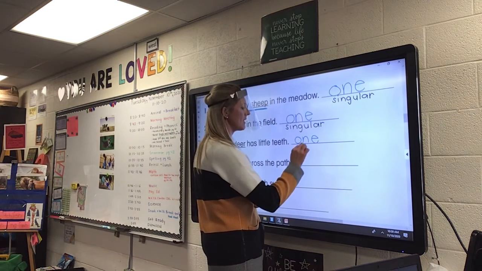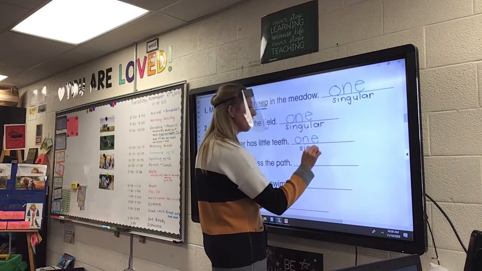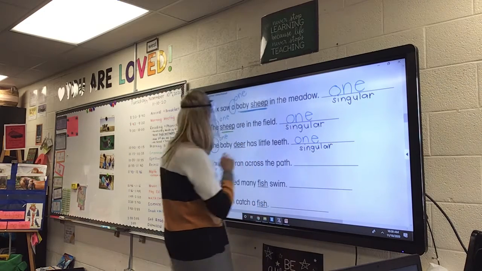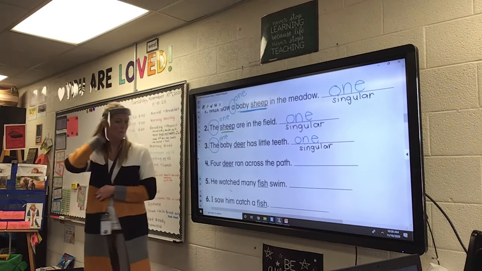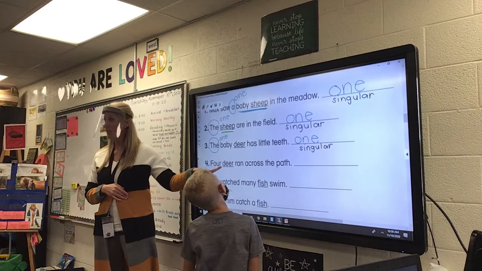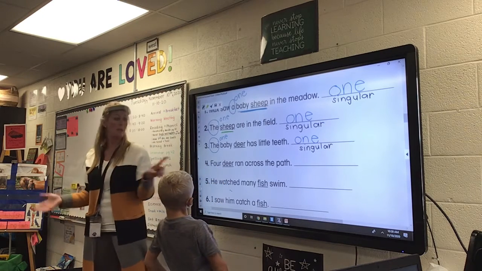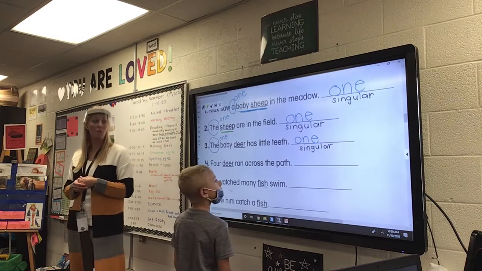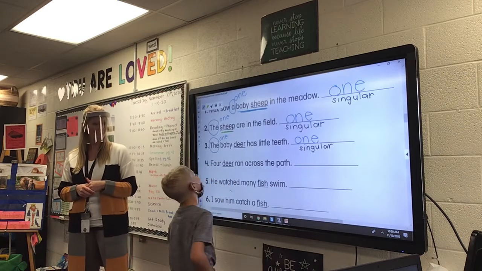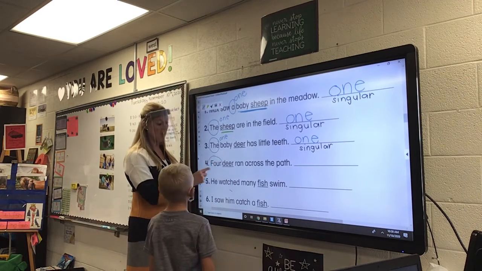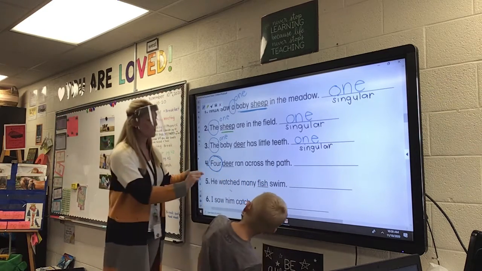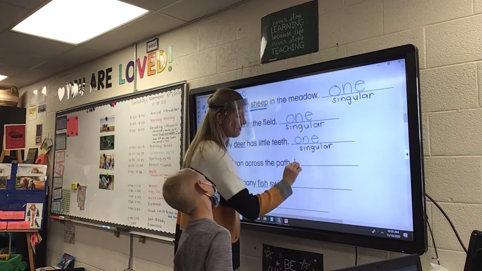Number 3 was one or singular. Would you read number 4 for us really loud, Lewis? Poor deer ran across the path. Okay, here's the word deer. Now, deer could be singular or plural, but there's a key word in front of it. What's the key word, Lewis? More than one. How do you know that? You're right. There's no A, but what's the word? 4. So we know the number 4 is more than 1. So we're going to write more than 1. Thanks, Lewis.